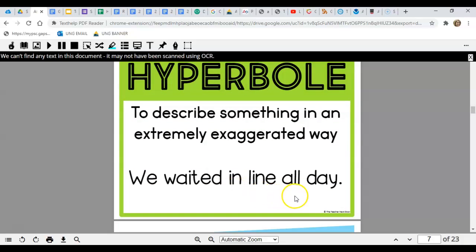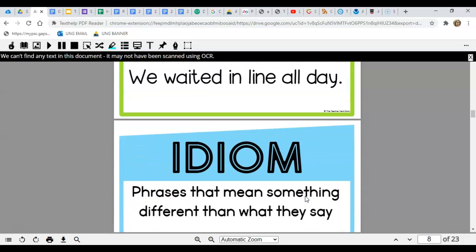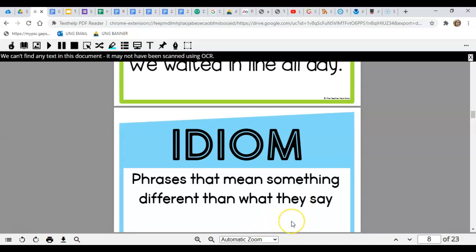So we waited in line all day. That's an exaggeration. You may have waited in line a few hours, but it felt like all day. So that's what the author is doing, trying to make you understand how the person or the character was feeling. Idiom: phrases that mean something different than what they say.